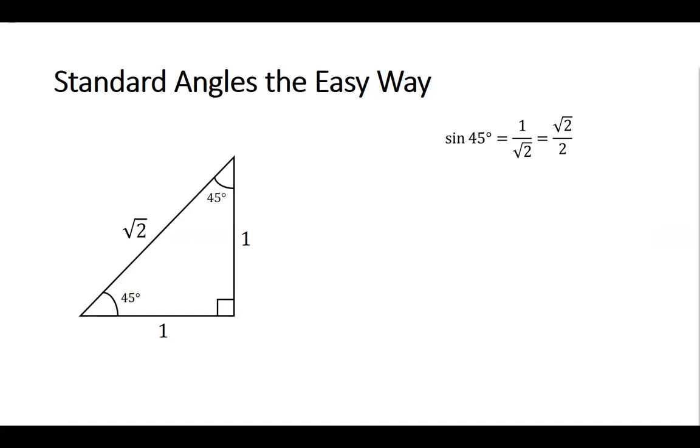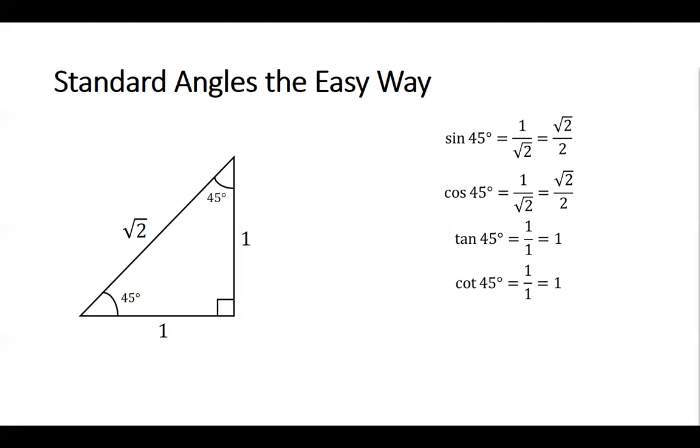Cosine is adjacent over hypotenuse. Again, 1 over the square root of 2, giving us the square root of 2 over 2. Tangent, opposite over adjacent, 1 over 1, which is equal to 1. Cotangent, adjacent over opposite, 1 over 1 is equal to 1.